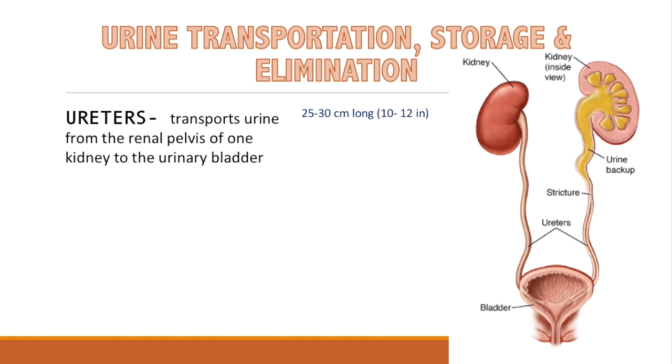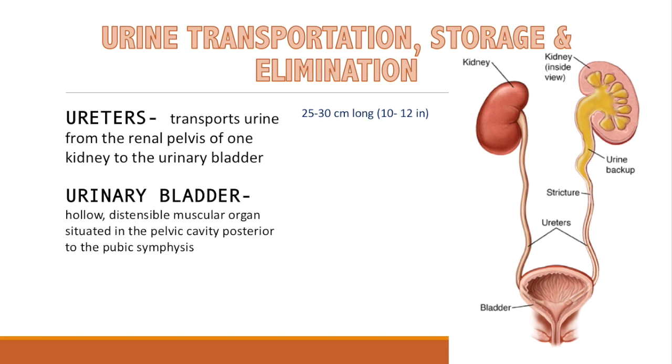The next is the urinary bladder. It is a hollow distensible muscular organ situated in the pelvic cavity posterior to the pubic symphysis. For males, it is situated anterior to the rectum. In females, it is anterior to the vagina and inferior to the uterus. Urinary bladder capacity averages 700 to 800 ml. It is smaller in females because the uterus occupies the space just superior to the urinary bladder.